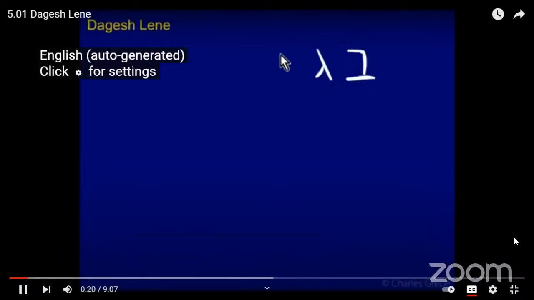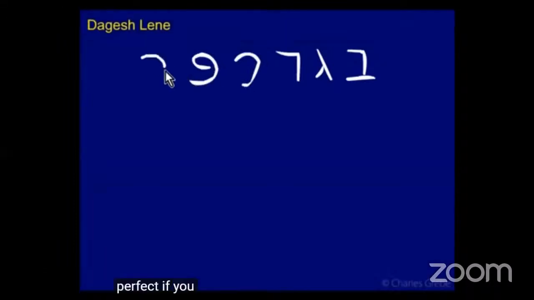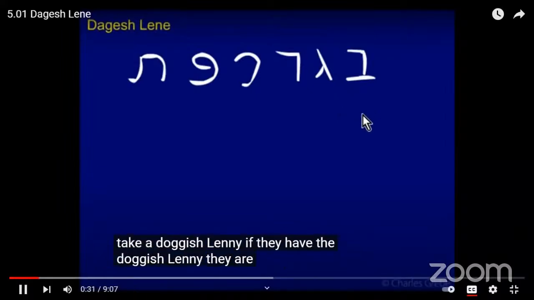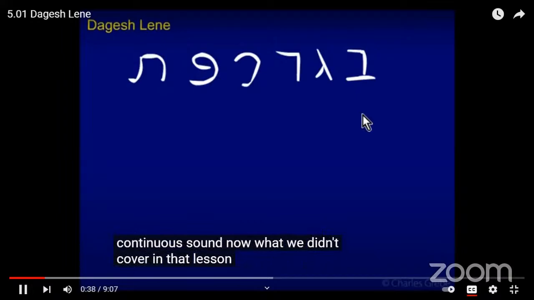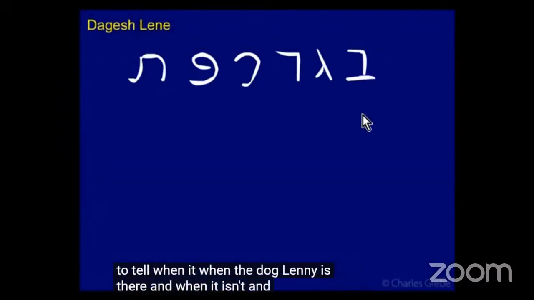The Dagesh Lene is something we've already seen in the lesson Letters with Dots in chapter 1. We looked at six Hebrew letters that can take something called a Dagesh Lene, and they were called the Begad Kafat letters. If you remember, this is a mnemonic to remember the six that can take a Dagesh Lene. If they have the Dagesh Lene, they are a stop or a hard sound. If they don't have it, they're a continuous sound. Now, what we didn't cover in that module was how to tell when the Dagesh Lene is there and when it isn't. And so that's what I want to do right now.